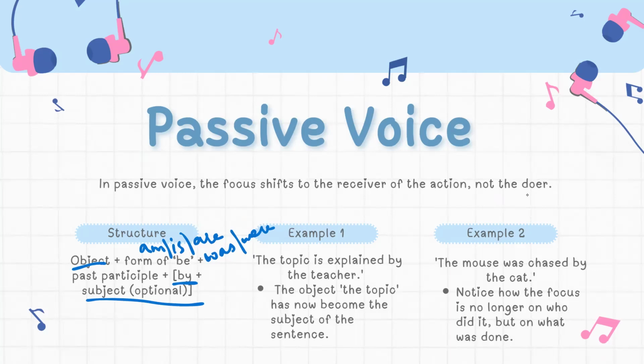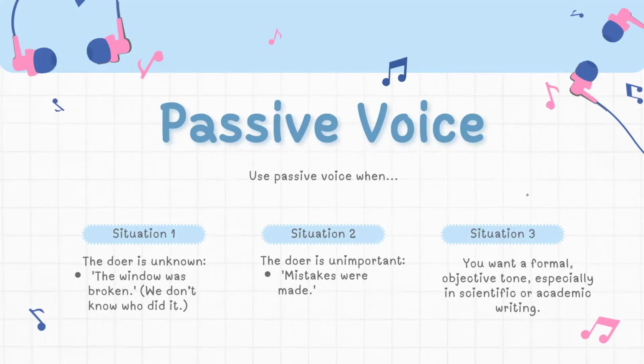Here's another example for you: the mouse was chased by the cat. Now, if you notice, the focus is no longer on who did it, but on what was done. Most importantly, you must know where and when you will use the passive voice.